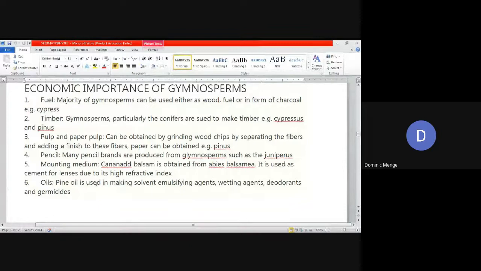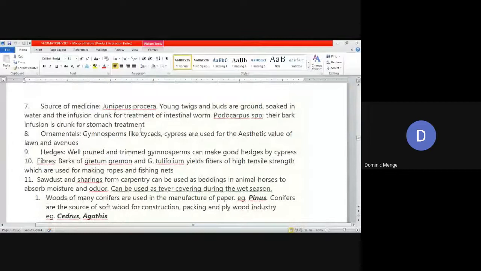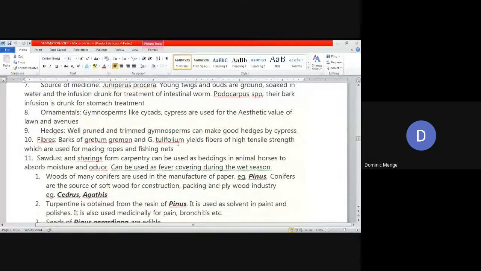And we are giving examples like junipers, Podocarpus, they are very good in treating intestinal worms, also stomach problems. Then we have ornamentals like cycads, cypress. We have ornamental cypress, popularly grown everywhere. And I'm going to show some of the photos on the platform. Others include fibers, sawdust.